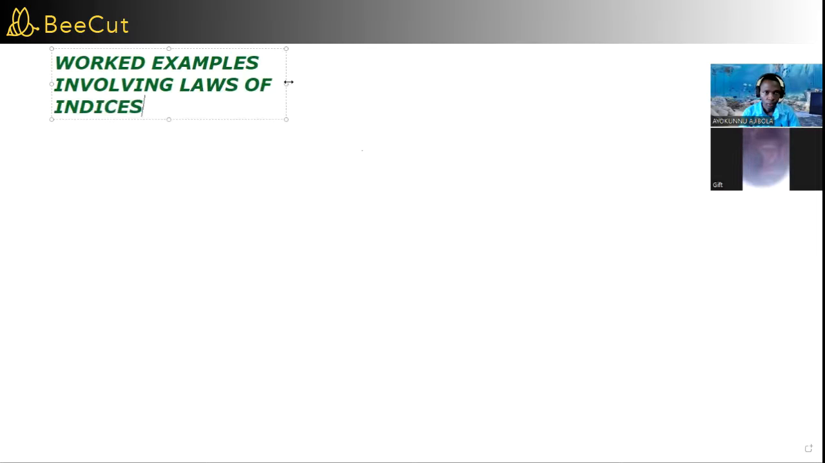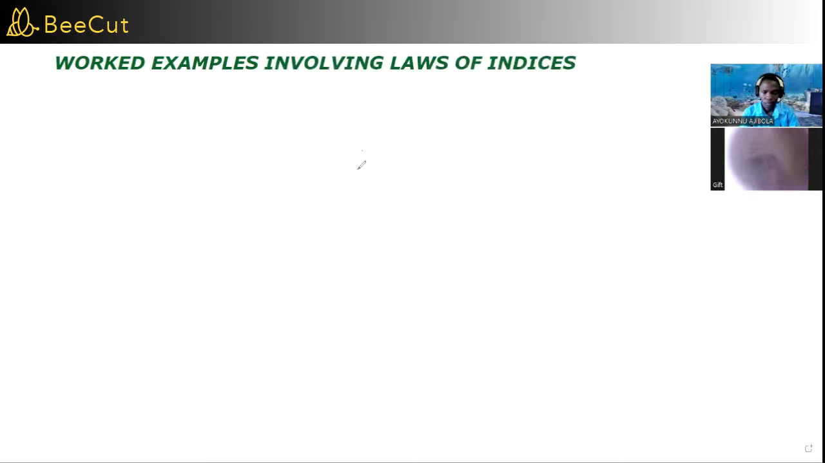So I'll be putting up some questions right away. Number 1 question says, 3 raised to power x equal to 1 all over 81. So let's look at it and see. Number one, 3 raised to power something equal to 1 over 81. So we have to find this something.